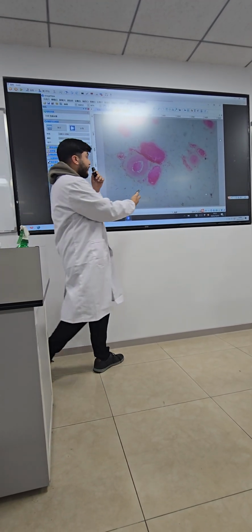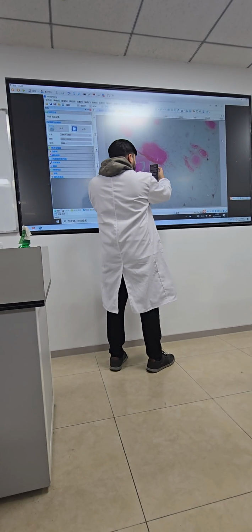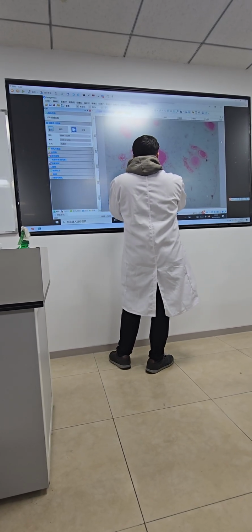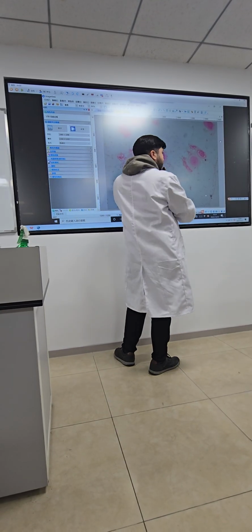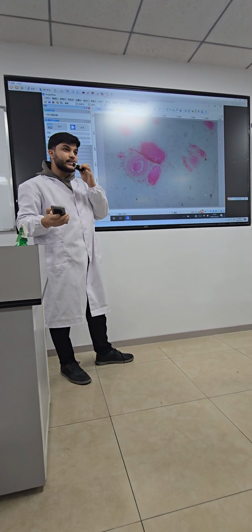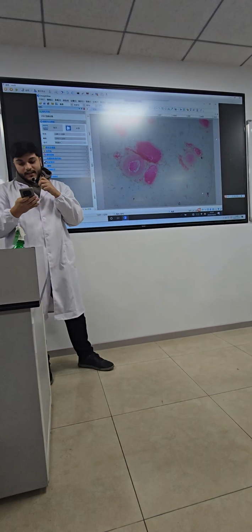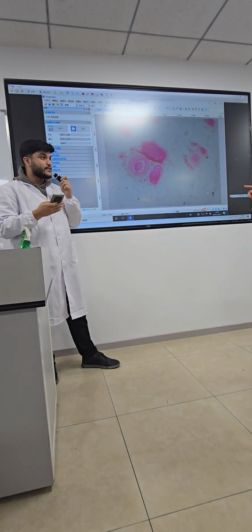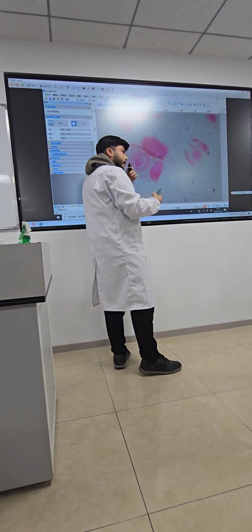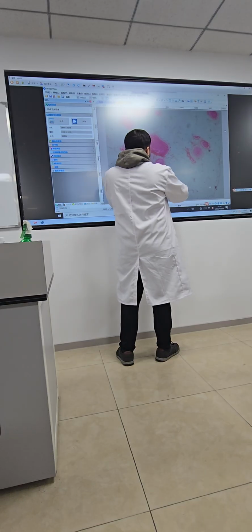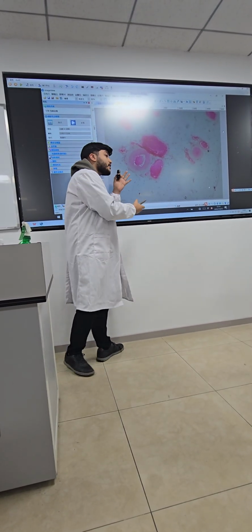Also, we're going to speak about the function of the small vein. The function is to collect the blood from the capillaries and deliver it toward the large arteries. So the small vein collects the blood from the capillaries, and then transfers it onward.